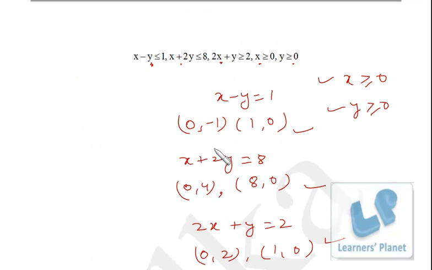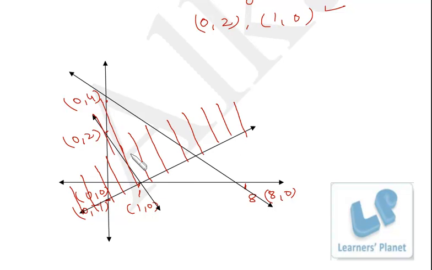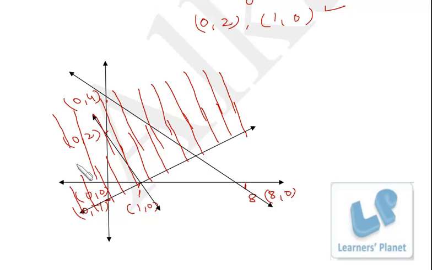Now first we mark x minus y less than or equal to 1. So this is the line of x minus y is equal to 1, right? So x minus y we want less than 1. So the region above this line, or we can say left hand side, will be the favorable region for x minus y less than 1.